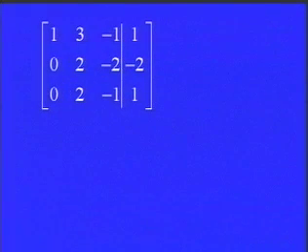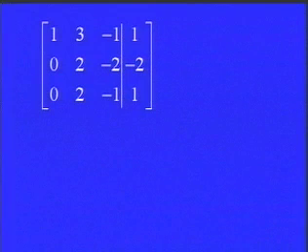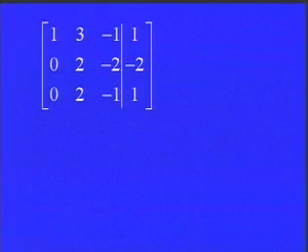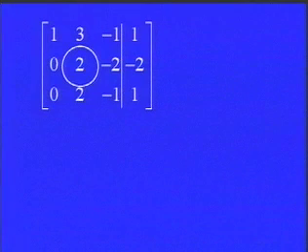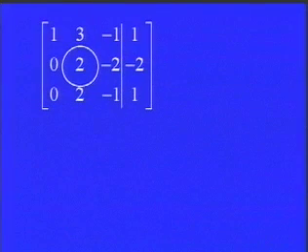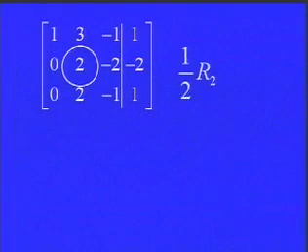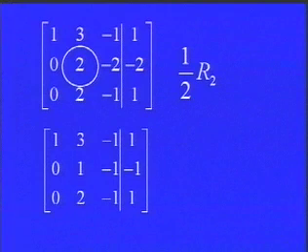And what you want to move on to is the second column. Now you always start with the place where you want a 1. And I want a 1 right there, where the 2 is. So the 2, 2 position, I want that to be a 1. A great way to get a 1 right there is to multiply by its reciprocal. So multiply by a half. If you'll do half of row 2, that gives you 0, 1, negative 1, negative 1 in row 2.